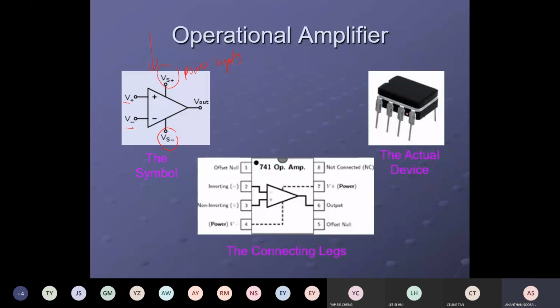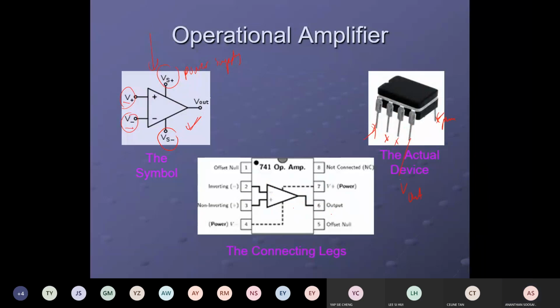This is the lead. Maybe two legs are the V positive and V negative inputs, another two legs are connected to the power supply, and one leg will be the V out. So this is the symbol of an operational amplifier. Inside the operational amplifier, maybe two legs are the input, two are power, and one is the output. Maybe leg 6 is the output, and so on.